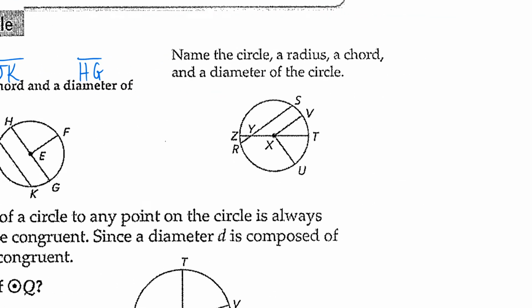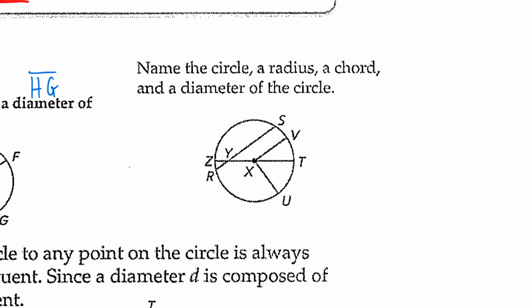All right. On this one, what's the name of this circle? Okay, this is circle X. Name a radius: XB, XT, XZ, XU, XV. Any of those. Name one that's just a chord. SR. And then name the diameter that's drawn. ZT.